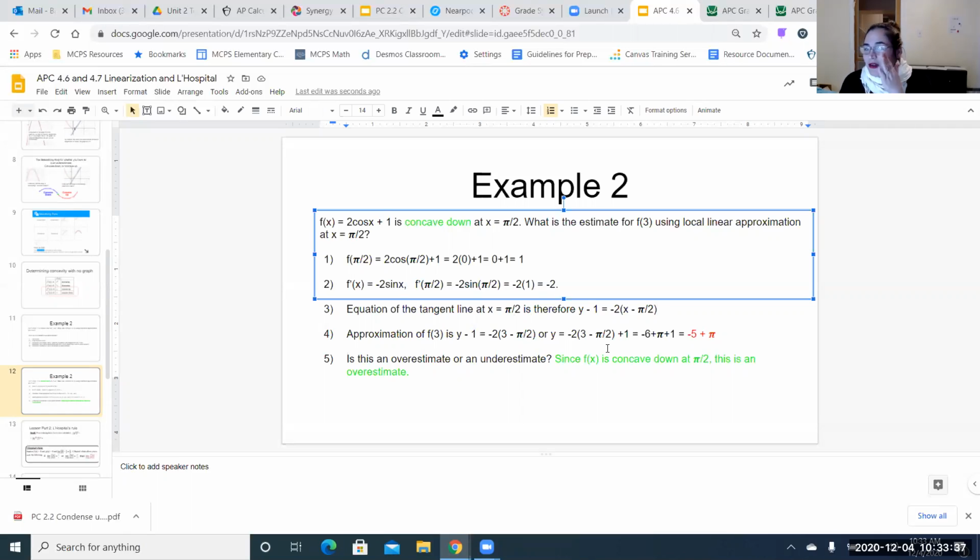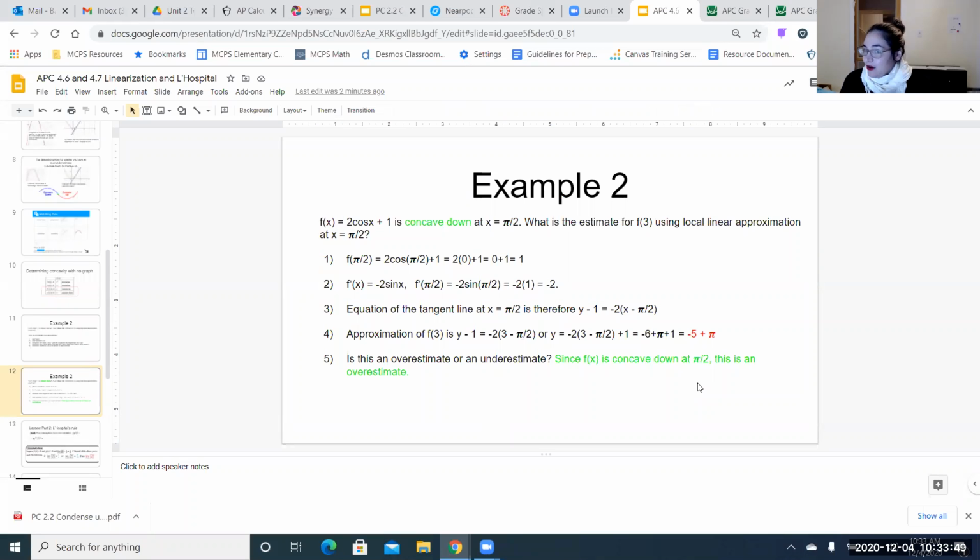Again, 3 is not that close to pi over 2, so I don't know why we did it this way, but we're just practicing the process here. And then lastly, is it an overestimate or an underestimate? Because it's concave down, it's going to be an overestimate because the tangent line is going to be above the graph at every point except that exact x equals pi over 2 point, okay? And I highlighted the green concave down, because that's what's going to tell you that it's an overestimate or an underestimate.